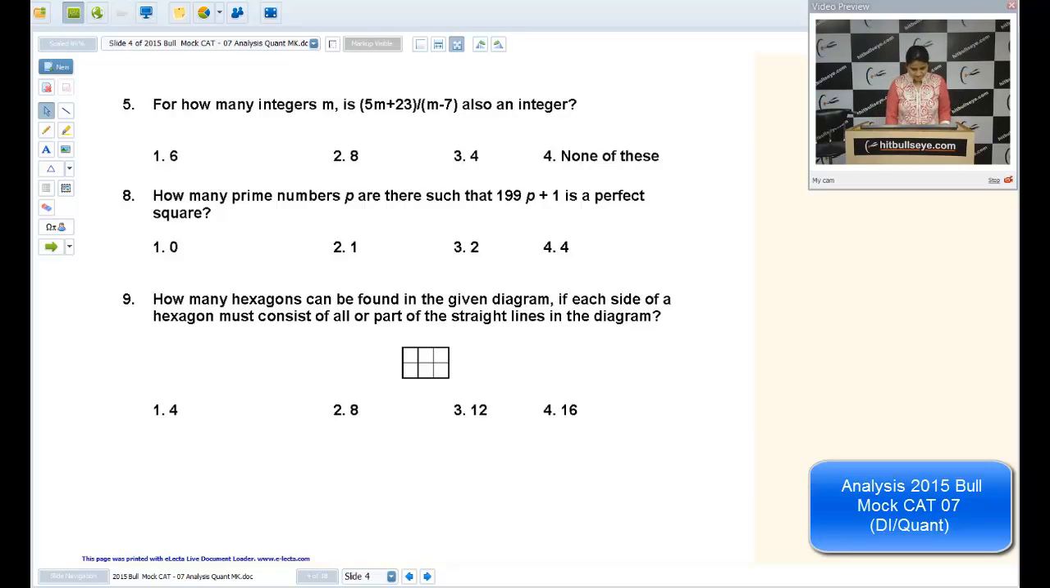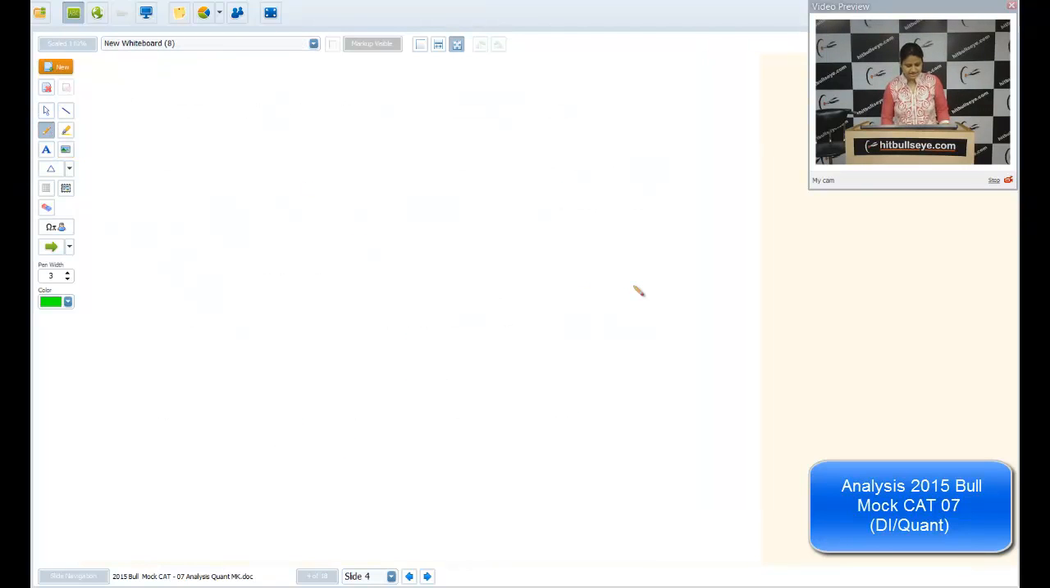Okay, see question number 8 first of all. How many prime numbers p are there such that 199p plus 1 is a perfect square? Not a very difficult question. It says 199p plus 1, where p should be a prime number. It should be a perfect square. So I can write it as m square, where m is any integer.